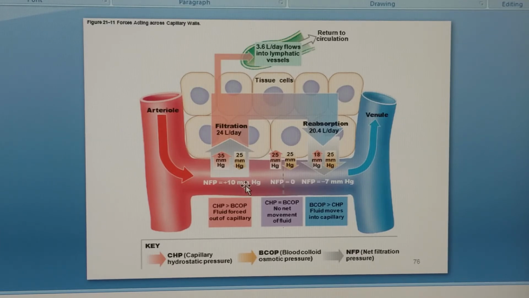We call things moving out of the capillary based on a greater hydrostatic pressure filtration. We call the process of substances moving from the interstitial osmotic pressure side into the capillary reabsorption. So moving out of the capillary, we're saying filtration. Moving into the capillary by way of a greater osmotic pressure than hydrostatic pressure, we're going to call that reabsorption.